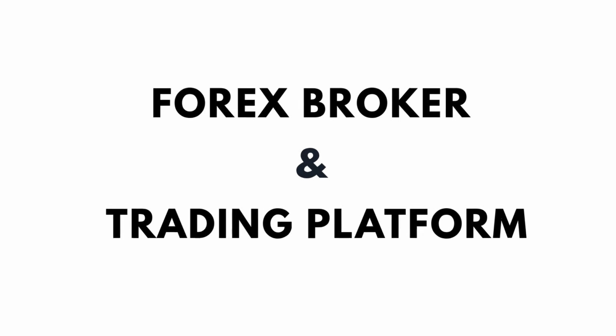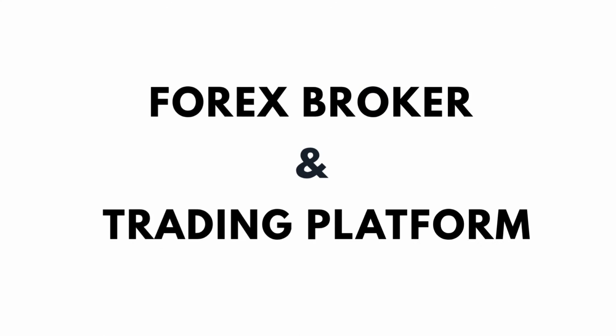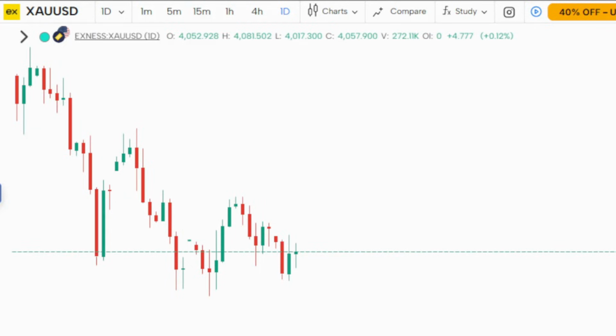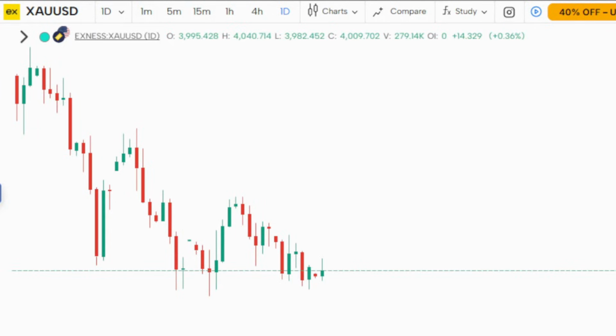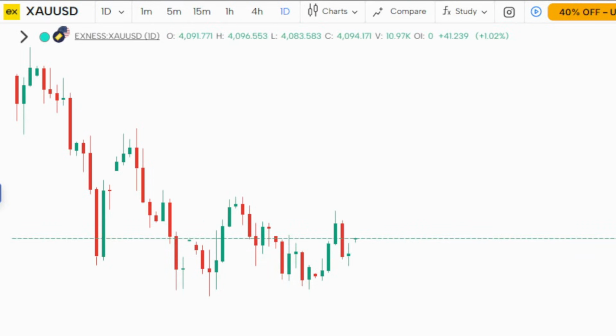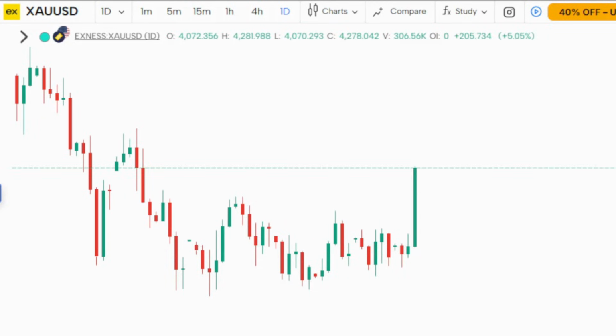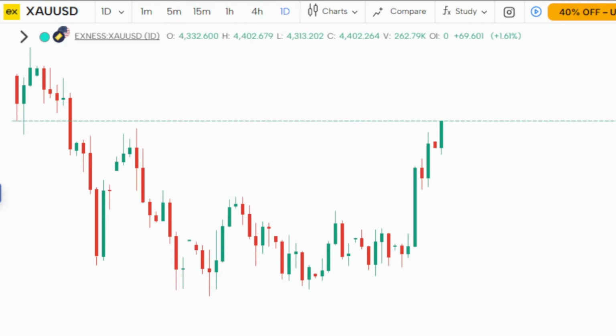When you place a forex trade, you are not normally walking into a bank and handing someone cash. You use a forex broker and a trading platform. The platform connects you to the market and allows you to open and close positions. A typical trading platform shows you things like the currency pair, the current price, the chart, and buttons to buy or sell. This is where traders make their trading decisions. The chart is basically a visual history of the price movement. You can see where price has been, where it is now, and how it has moved over time. Later, you will learn how traders analyze these movements.